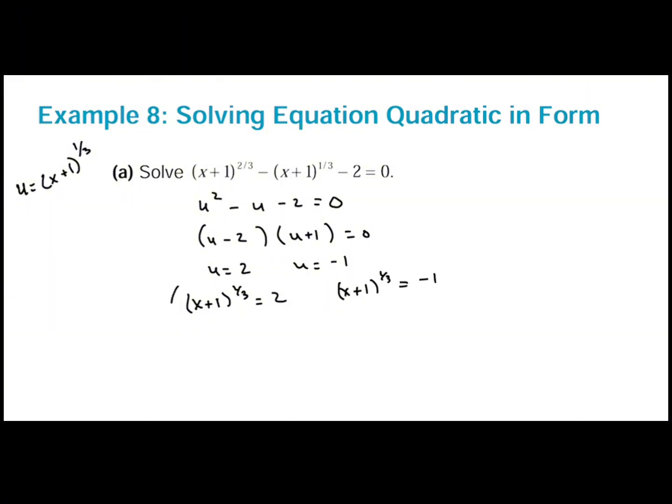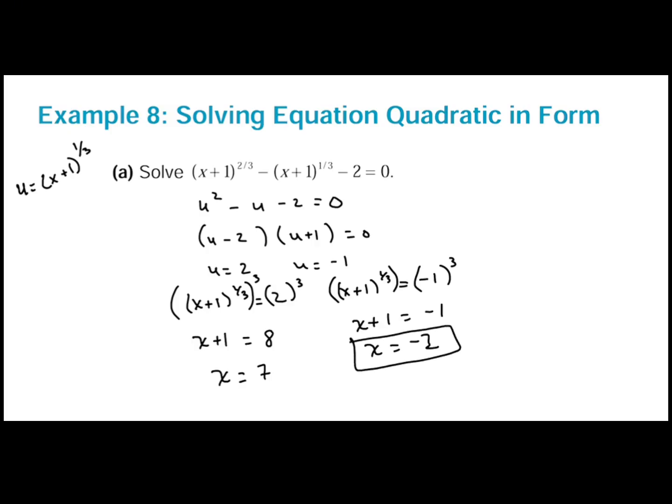Now to get rid of a 1/3, we have to cube it. So therefore, we're going to get x plus 1 is equal to 8, so x is equal to 7. And here we do the same thing, cube both sides. So we're going to get x plus 1 is equal to negative 1, so x is equal to negative 2. Now, make sure when you're doing these problems, you don't get confused. You just want to be able to go through it. So it's negative 2 and positive 7, sorry. And if you go back and check, they both work.